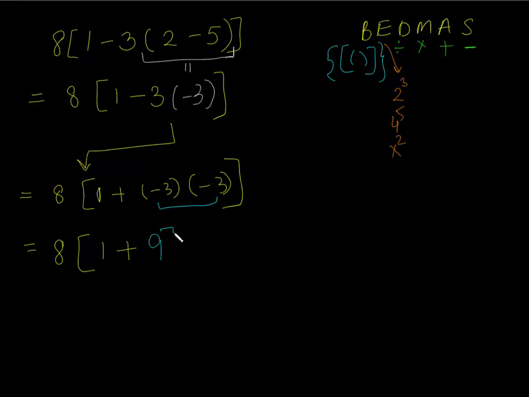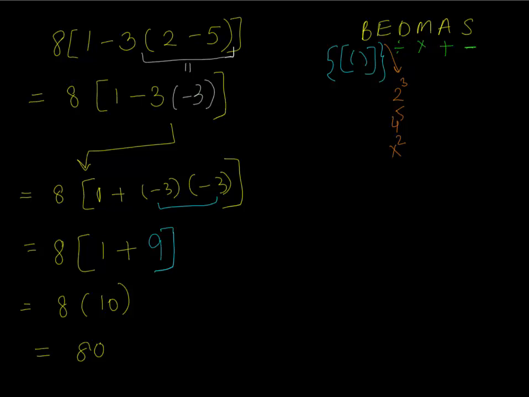So let's write the answer there. So now what we have is 8 times 1 plus 9, which is 8 times 10, which is equal to 80.